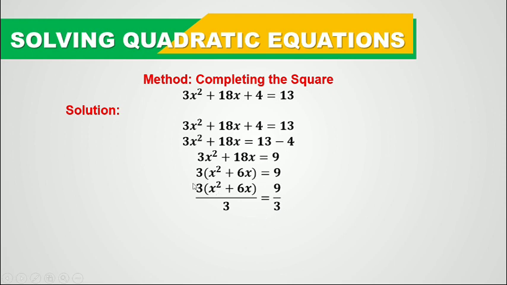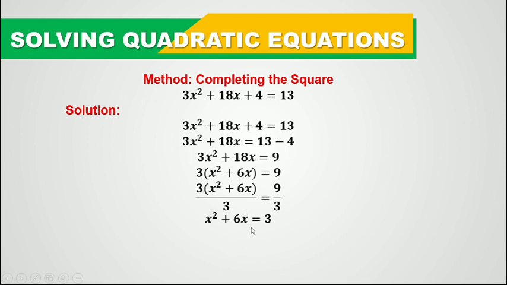If we're going to divide by a constant on the left side of the equation, we should also do that to the right side of the equation. So this becomes x squared plus 6x equals 9 divided by 3, that's 3. And then let's add the constant now. This is where the completing the square technique begins, actually.